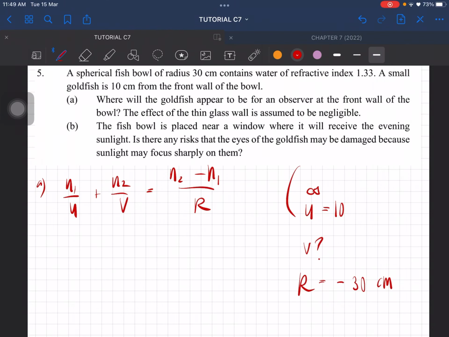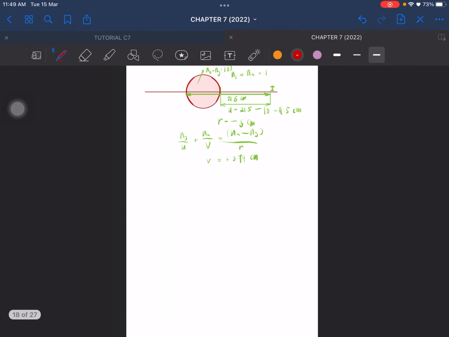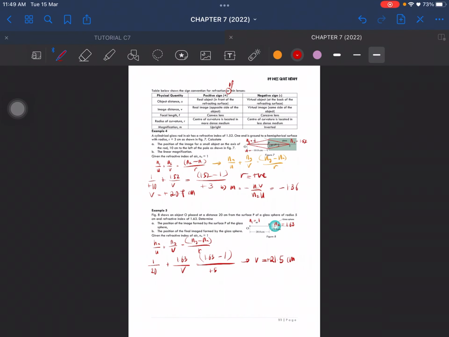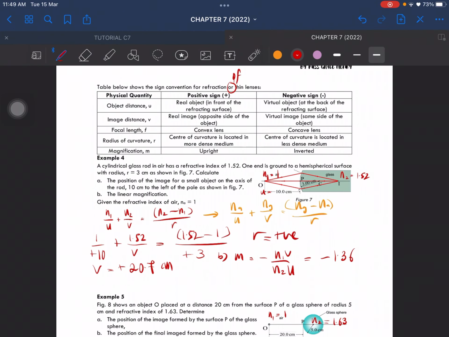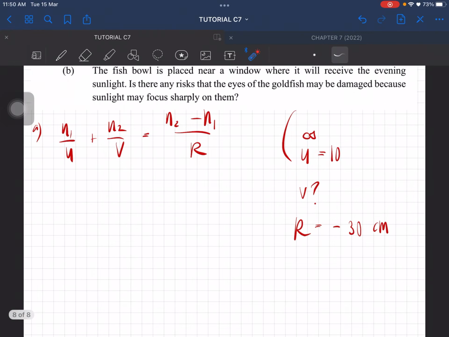So if you are confused, just try to look at the notes back. The radius of curvature is negative because the center of curvature that we are looking at is in the less dense medium, which is air. I'm not sure if you can understand this. Basically the observer is here, so the center of curvature is going to be in the less dense medium, which is here.